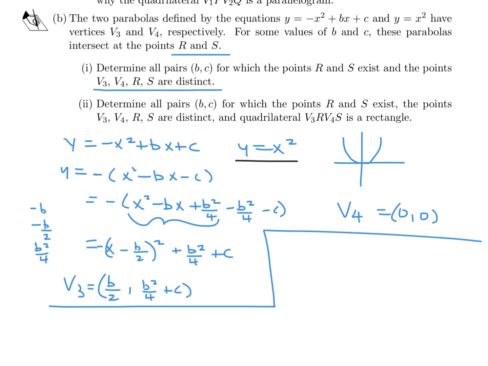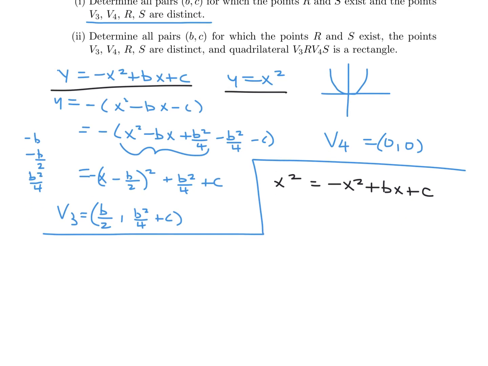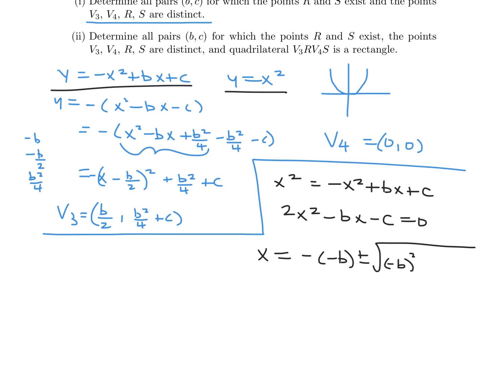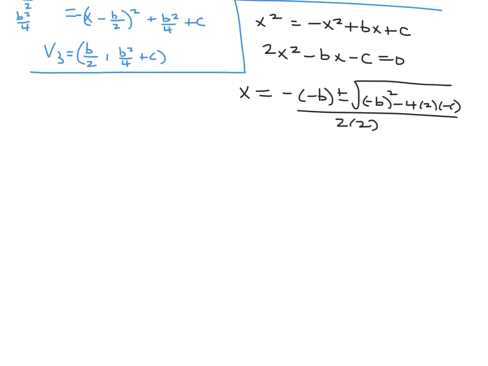Okay. So set these equal to each other to find the intersection point. So x squared is equal to minus x squared plus bx plus c. Okay, now let's solve for this. Let's put everything on one side, and when you do, you get 2x squared minus bx minus c is equal to 0. I think this is going to need a quadratic formula, so x will be minus b plus or minus the square root of b squared minus 4ac, all over 2a. You guys are familiar with the quadratic formula, right? So when you simplify this, this becomes x is equal to b plus or minus the square root of b squared plus 8c, all over 4.